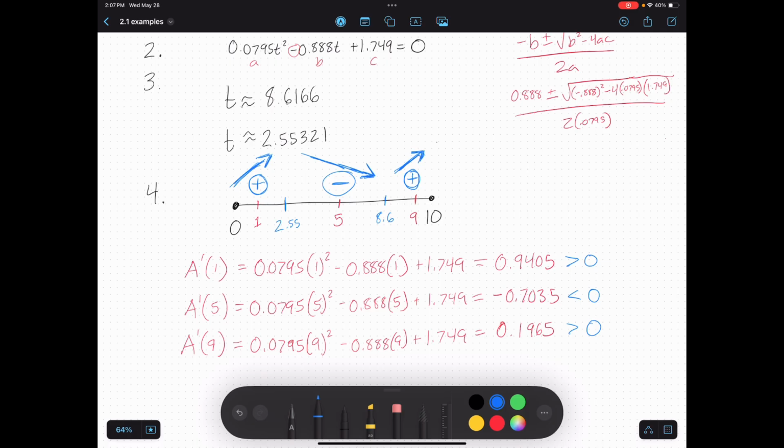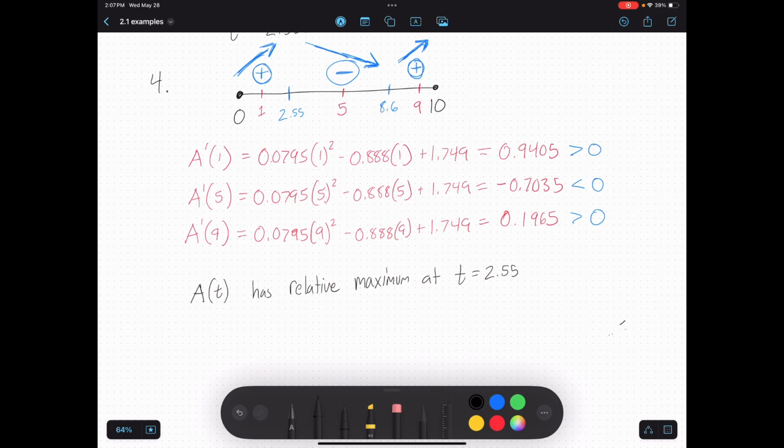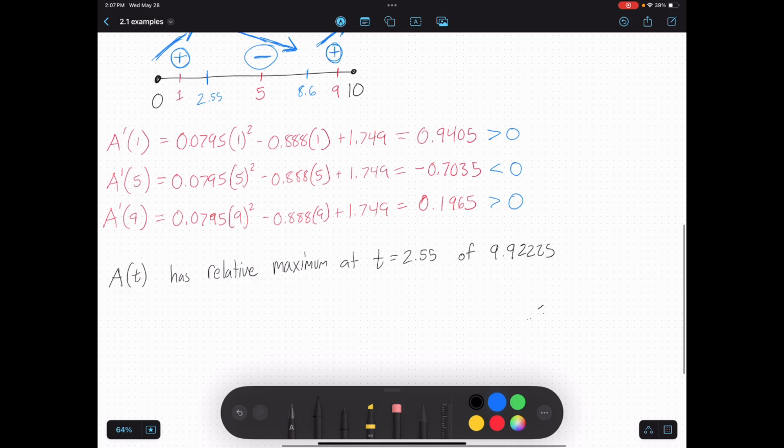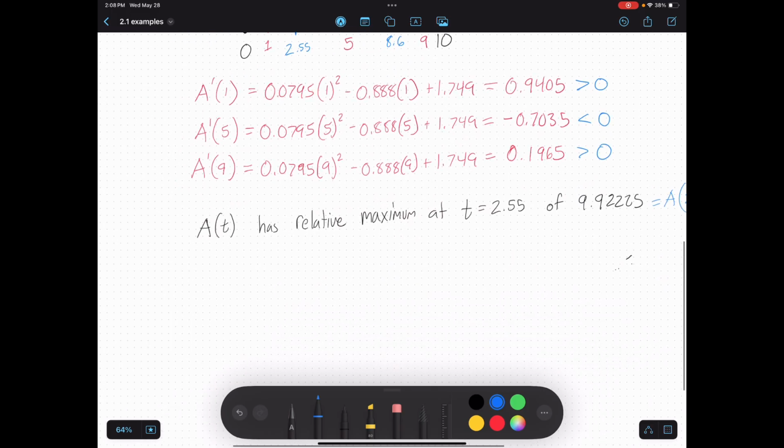So with that knowledge, what can we say? We can say, what's happening at 2.55? We have a relative maximum at t equals 2.55. And if we wanted to know what it actually was, you can just plug it into the function. So in my case, I get 9.92225, which I got by just plugging in 2.55, and I actually used the whole thing, so 2.55321. Plug that into my function, I get 9.92225.